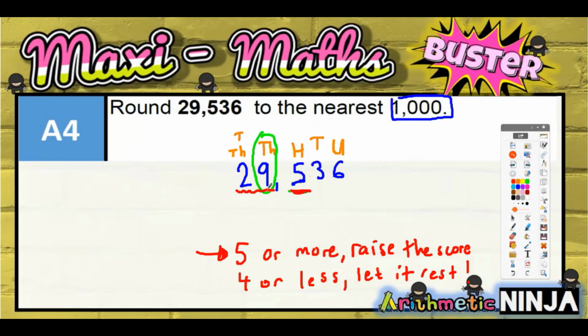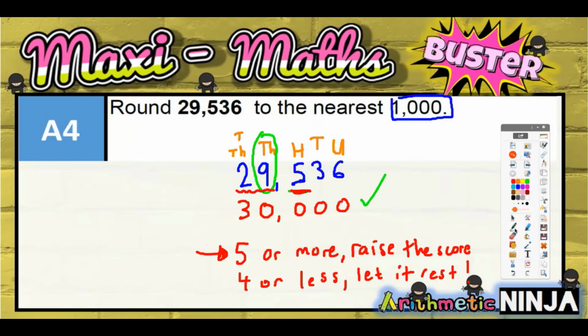If you raise 29 up to the next number, you're going to get 30. So the 29 raises up to the next whole number, which is 30. And then any digits after this 29 change to zeros. So the 5 changes to a 0, 3 changes to a 0, the 6 changes to a 0. So your final answer to this question is 30,000.